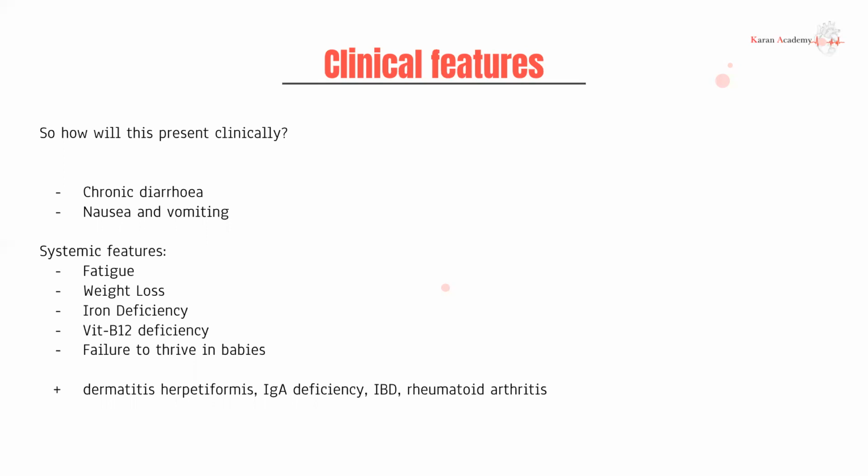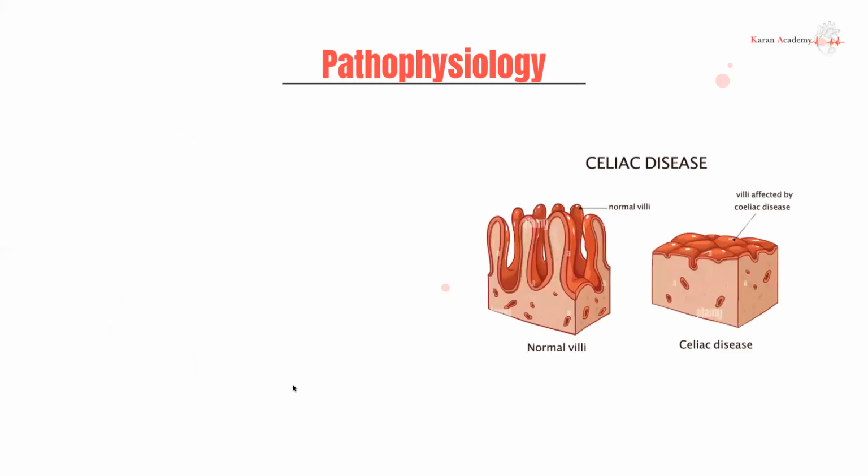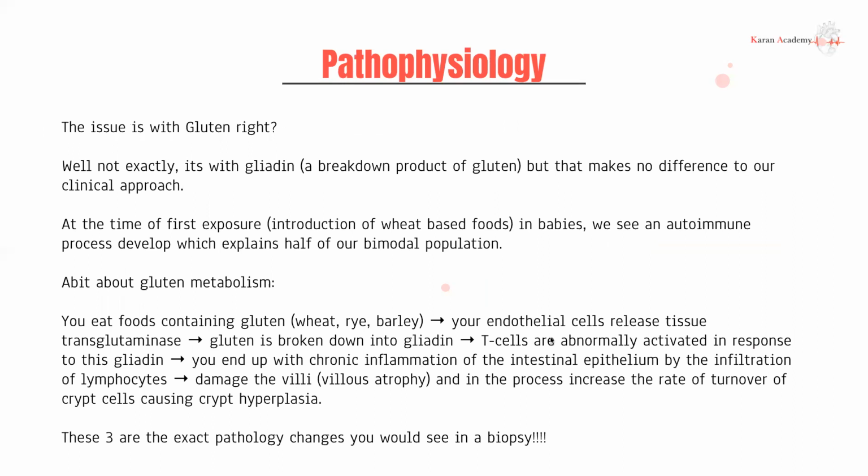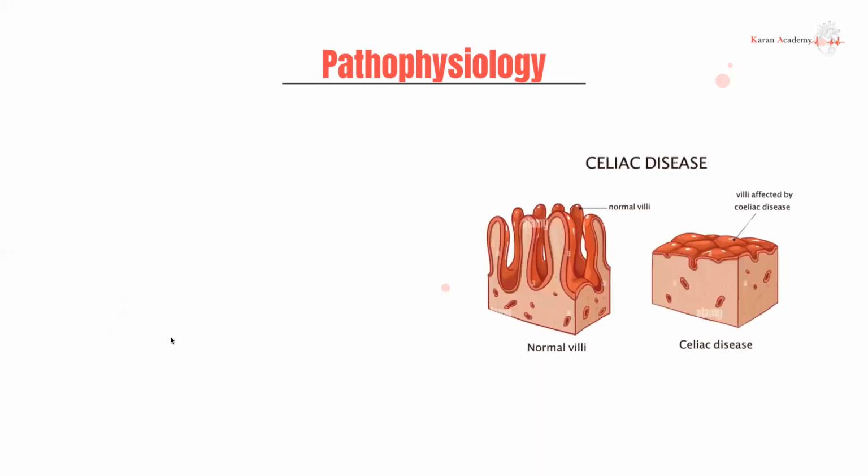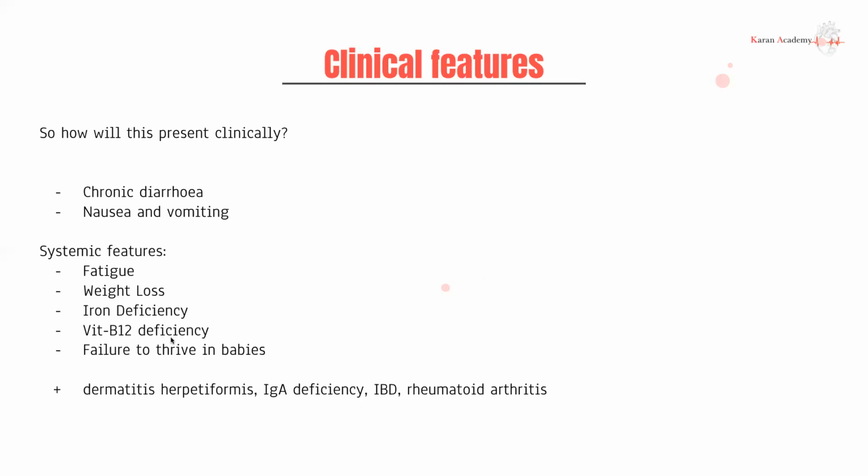You also see some interesting findings. So you see this dermatological presentation called dermatitis herpetiformis, and that's quite commonly because of that same autoimmune reaction. You can also see IgA deficiency. Well, why do you see IgA deficiency? Because the tissue transglutaminase antibody, actually, never mind, sorry. It's too complex. I think it'll just confuse you. But just know it can cause IgA deficiency as a coexisting thing. And then other autoimmune conditions like IBD and rheumatoid arthritis.